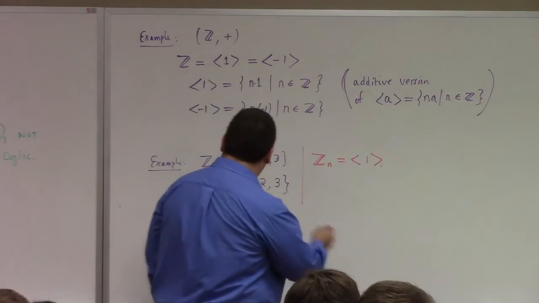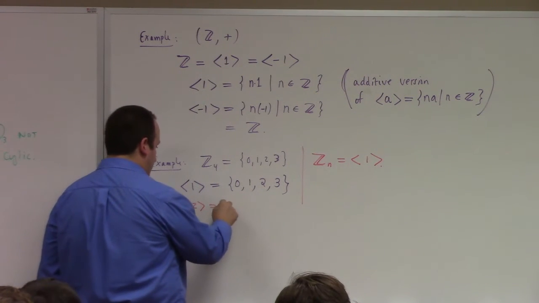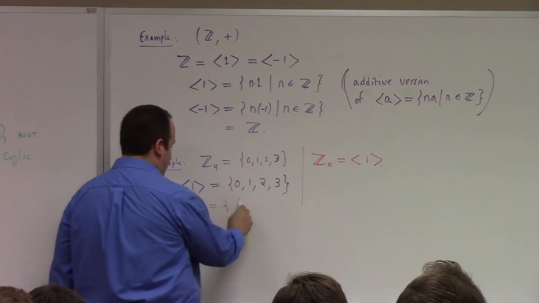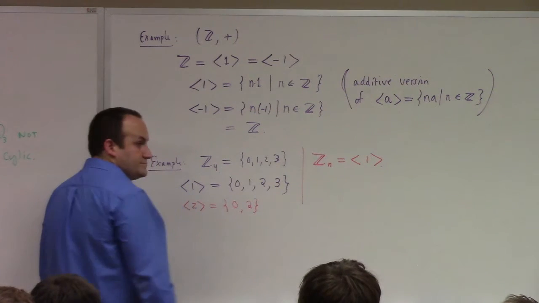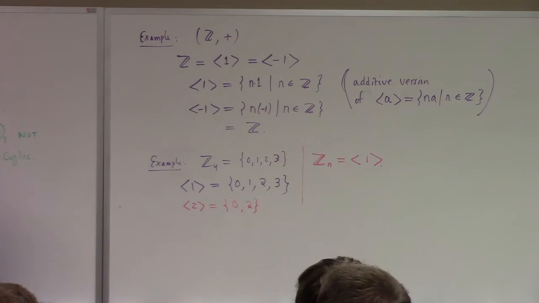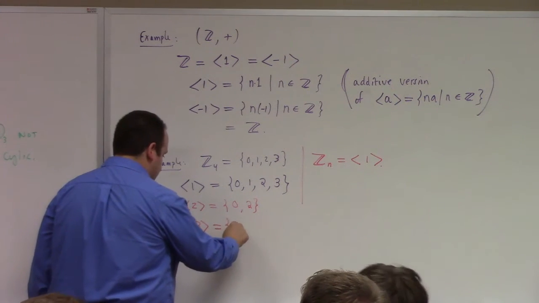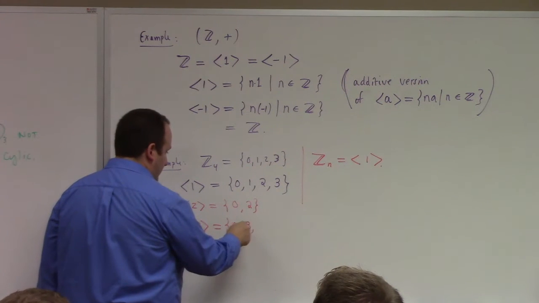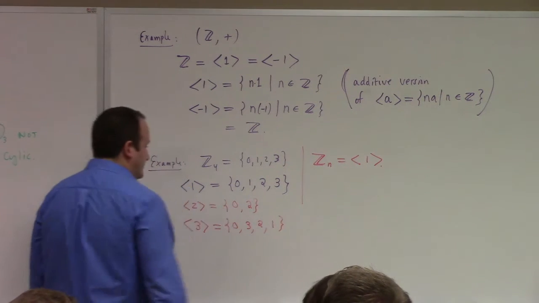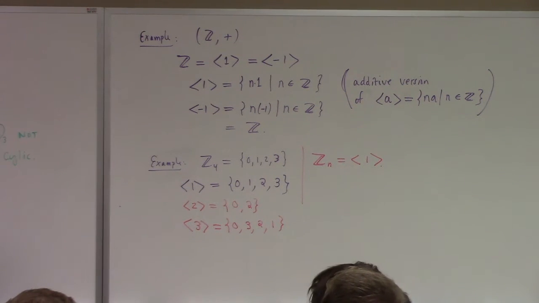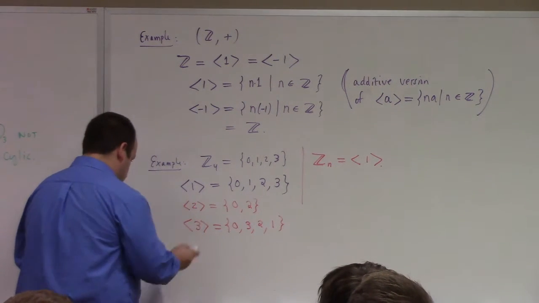Well, let's see here. What else could you do? What happens with 2? We get 0 and then 2, and then 2 plus 2 is 0 again, so that's out. What's the subgroup generated by 3? Three plus 3 is 6, which is 2. 2 plus 3 is 5, which is 1. So Z4 apparently has 2 generators. What are the generators for Z4?